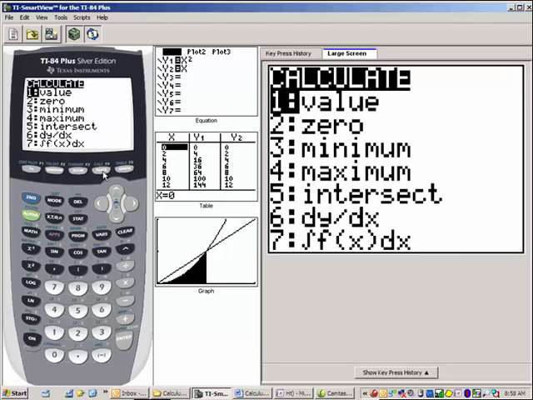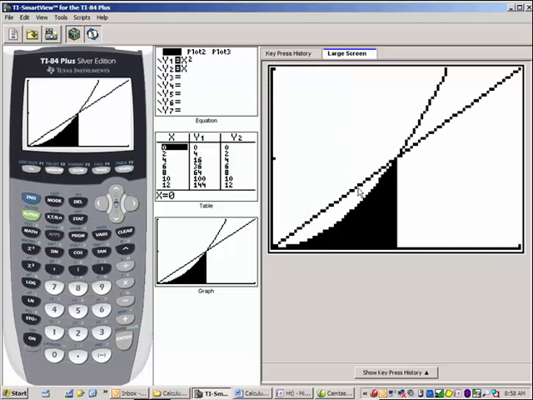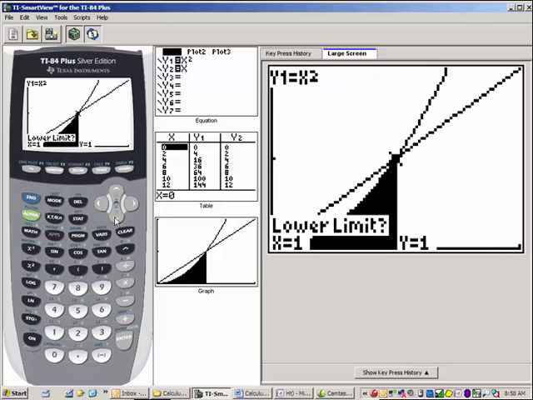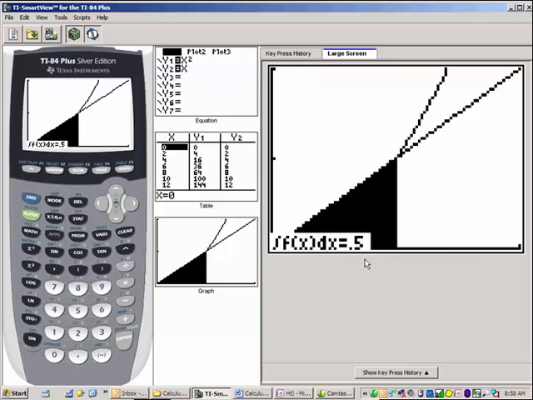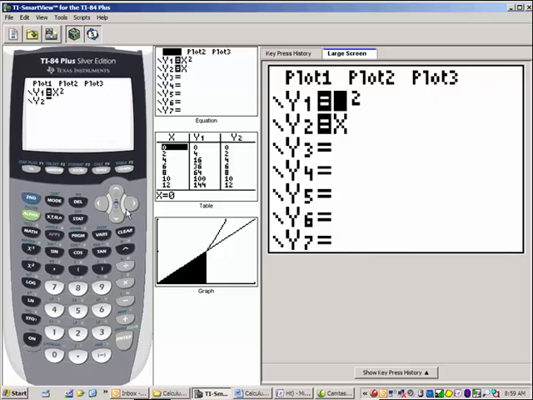If I do Calc 7, this time, see it's still on x squared. If I use the arrow, I can arrow down to y equals x. And now if I find the area from 0 to 1, it's 0.5. Alright? So the area, the definite integral of x, Drew, remember half. Sam, what are you remembering? 1/3. 1/3.